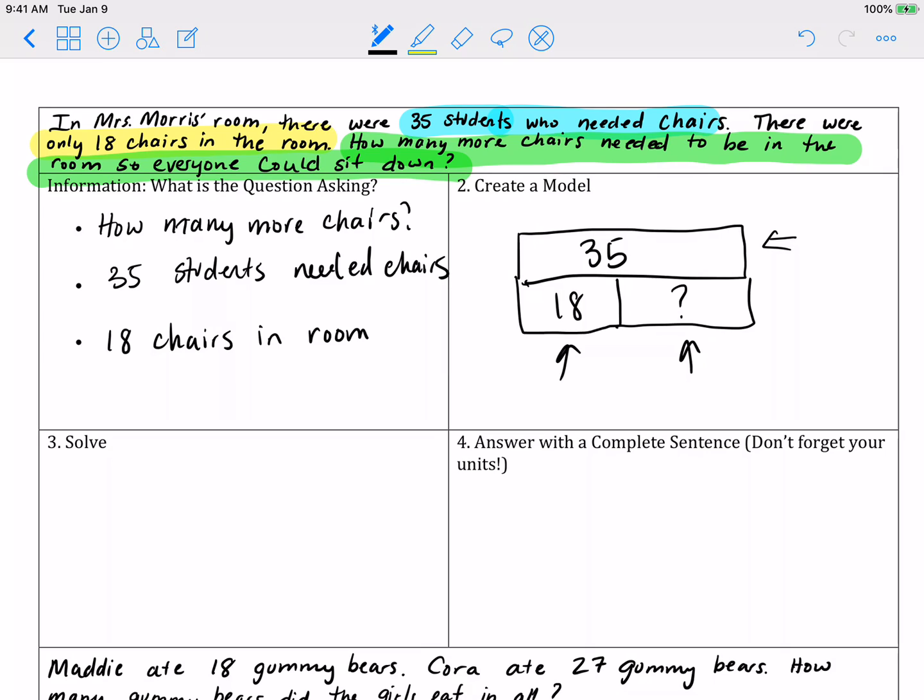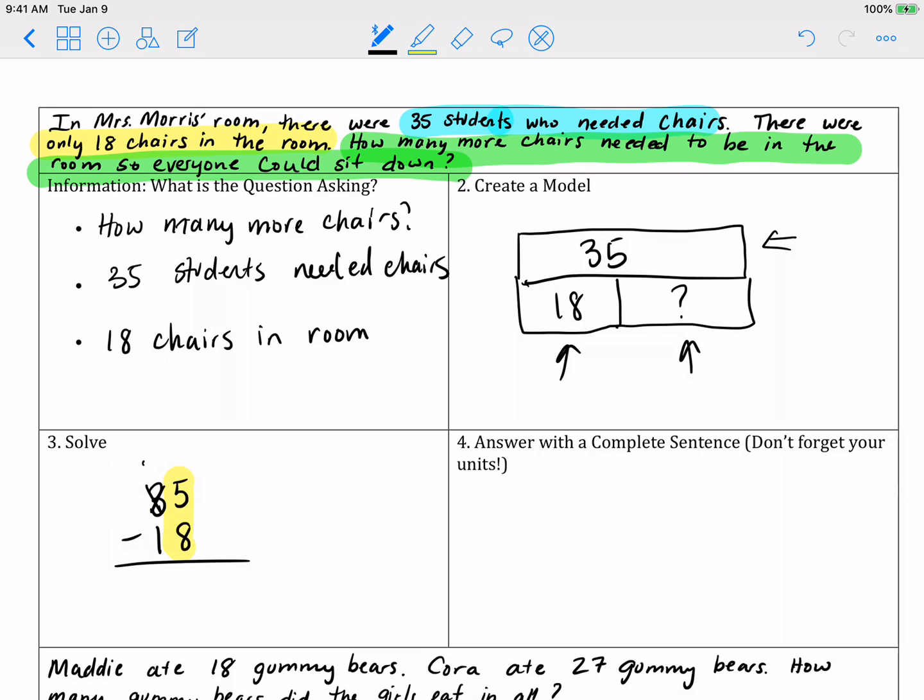So solving, that's where you're going to pick a strategy and solve the problem. So we're going to do 35 minus 18. I'm going to do it this way. You can pick another way, whichever way works best for you. So looking at my ones place here, 5 minus 8. Can I do that? If I have 5 cookies, can I eat 8 cookies? No. So I need to regroup.